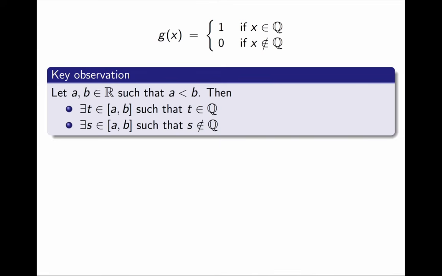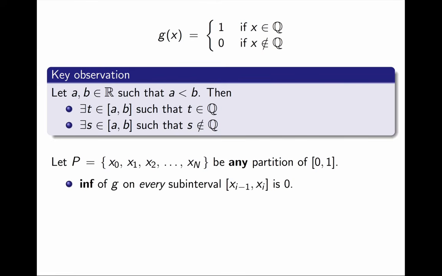Okay, how does this help us? Consider any partition P and then look at any subinterval from this partition. On every subinterval, the infimum of g is 0 and the supremum of g is 1. Why? Because every subinterval contains a rational number, where g takes the value 1, and also an irrational number, where g takes the value 0.